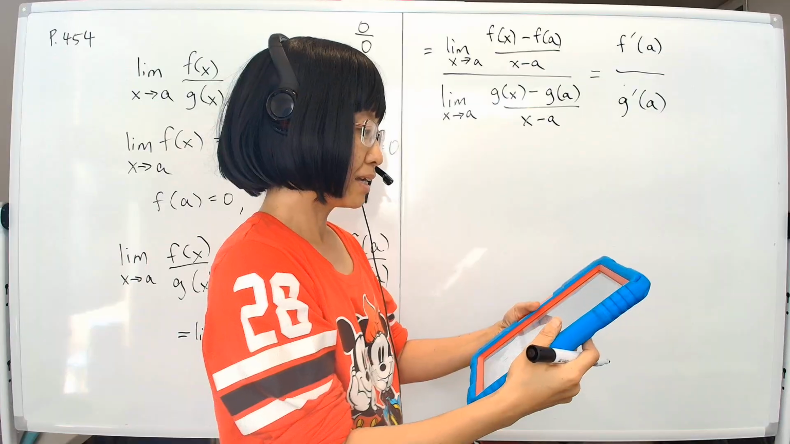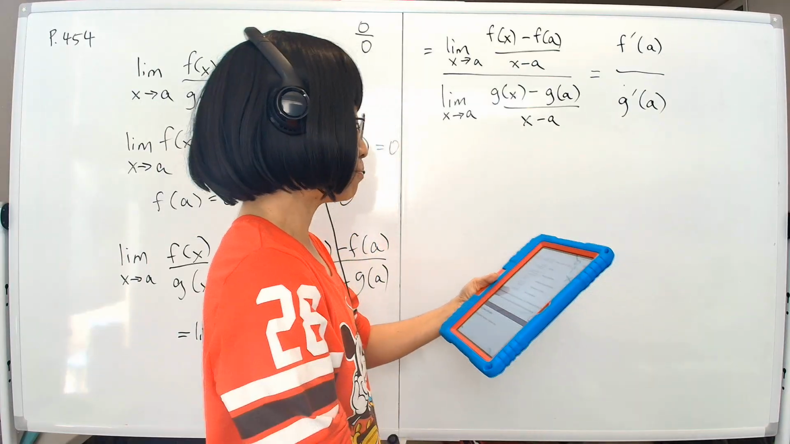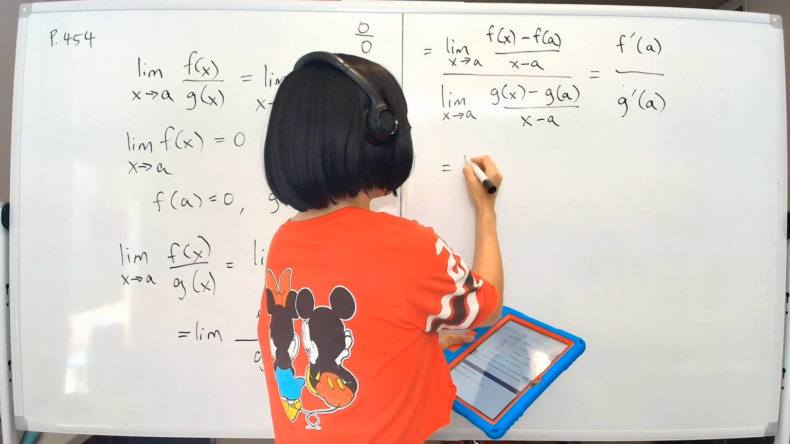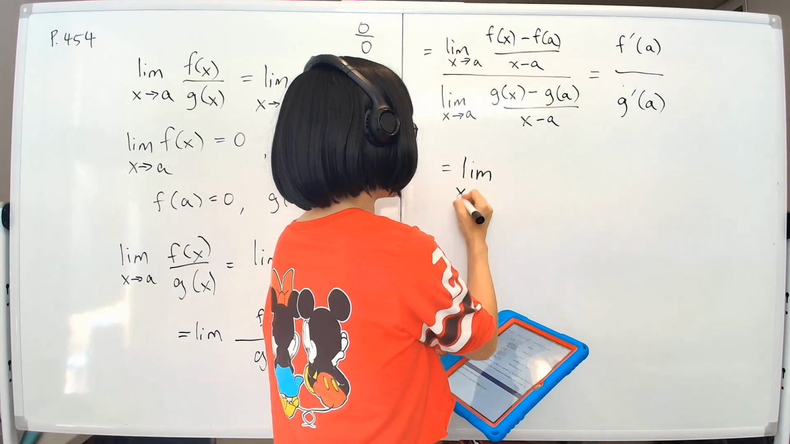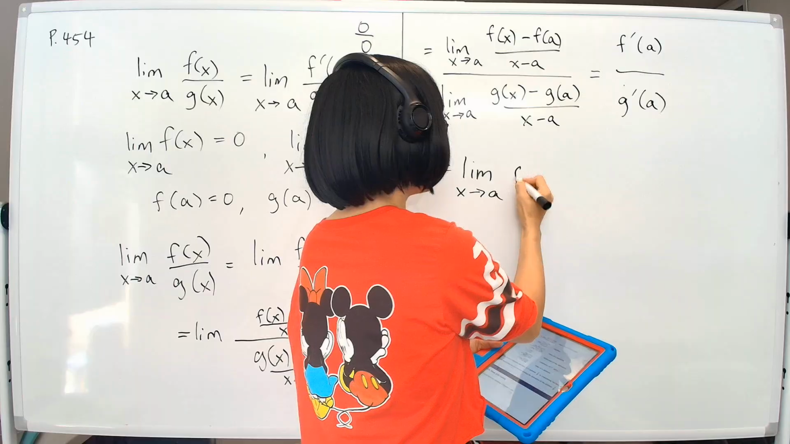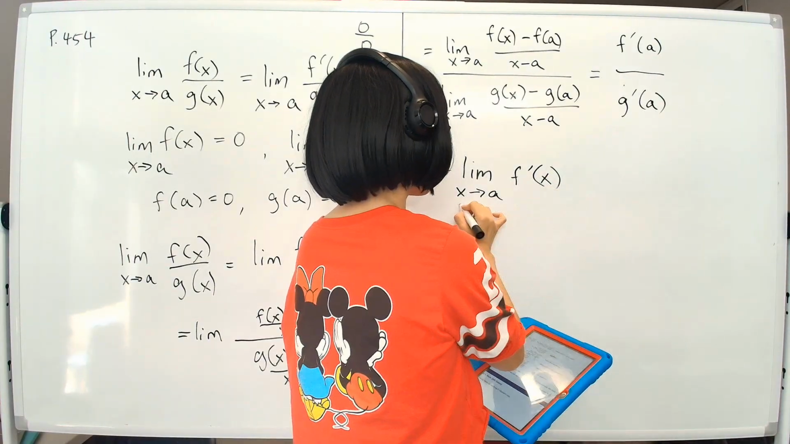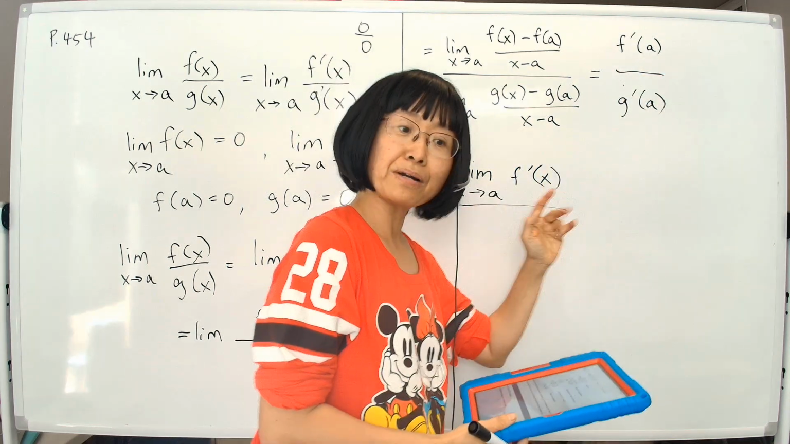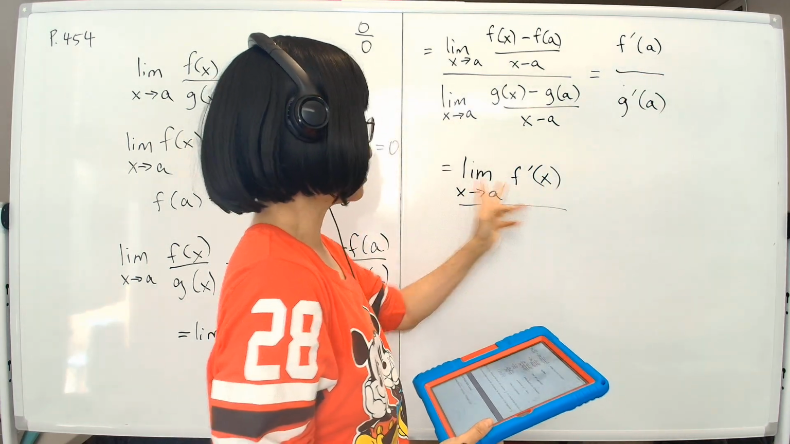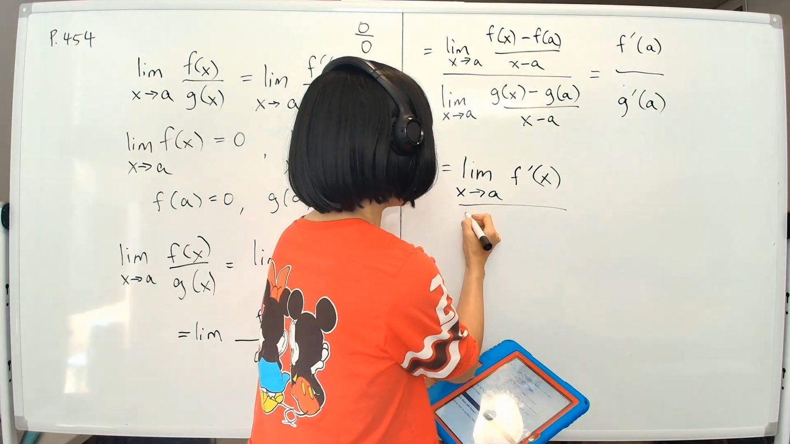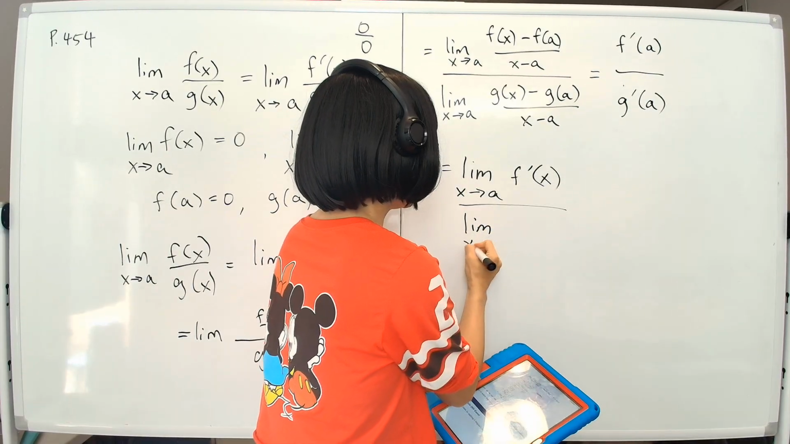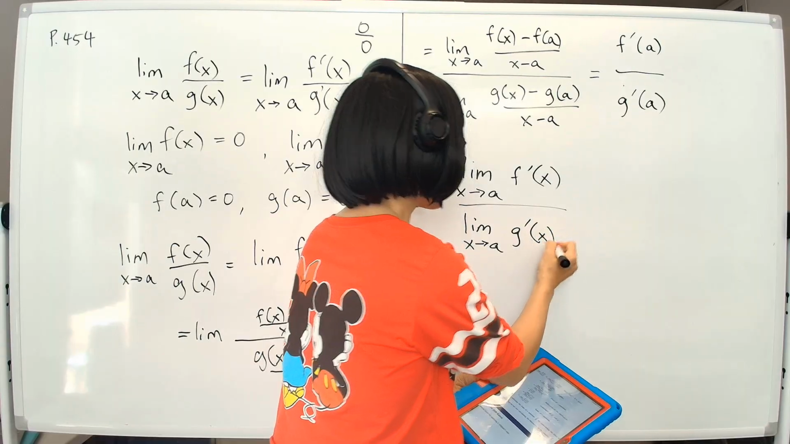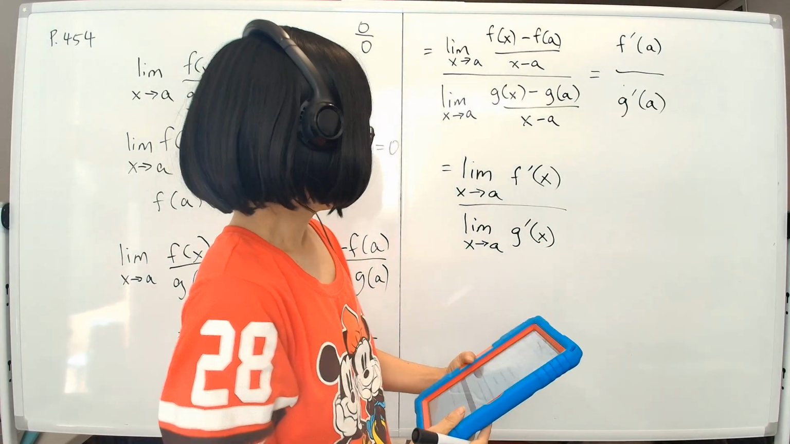And then we'll keep going. Now, what is f prime of a? Well, f prime at a is the same as the limit as x approaches a of f prime of x. That's because the function f prime is assumed to be continuous, so that relationship holds. And the same at the bottom: g prime of a is the limit of g prime of x as x approaches a. So what is that?